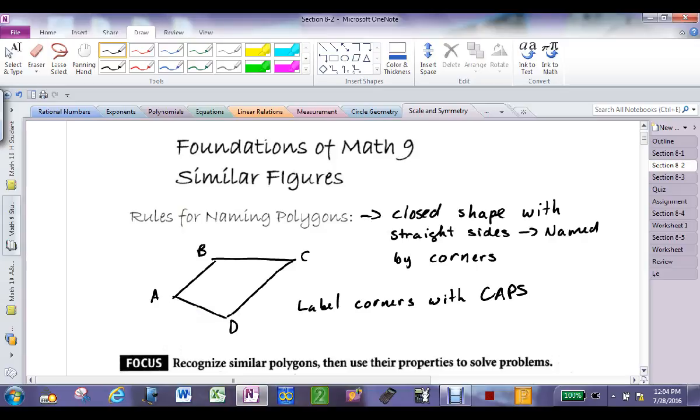And you go in a circle around. It doesn't matter where you start, and it doesn't matter if you go clockwise or counterclockwise, but you do that. You would not name this ADBC. Understand? You go in a circle. So ABCD, DCBA, anything like that. All right? Everybody cool?